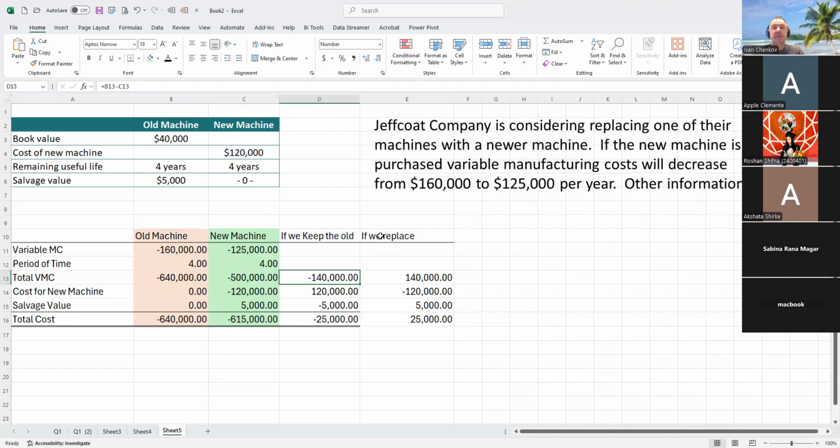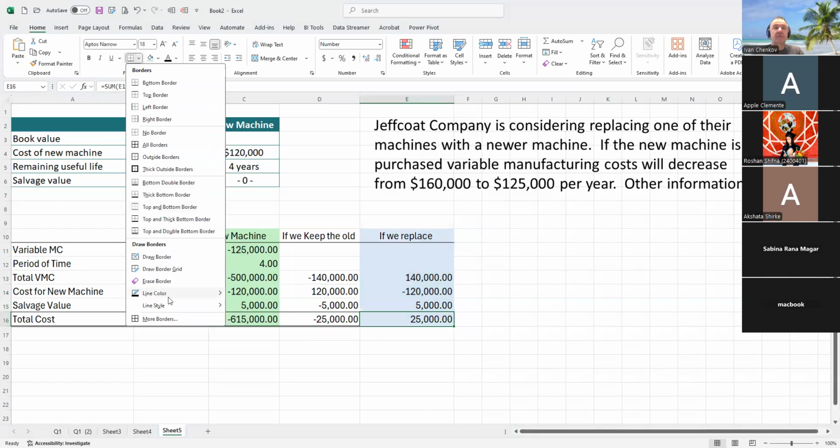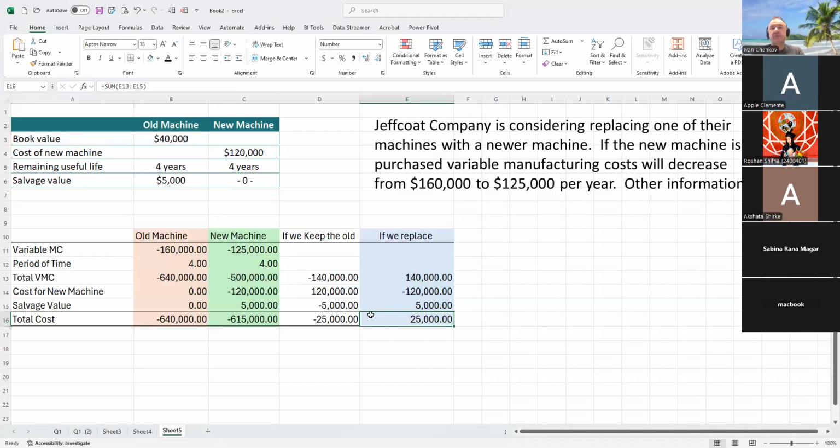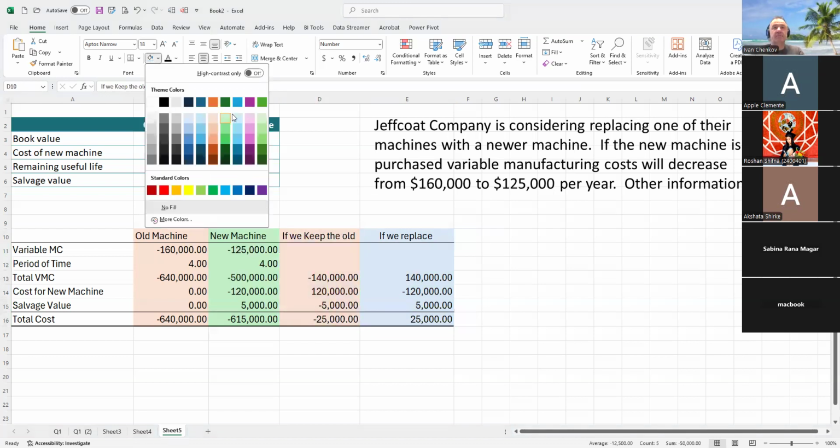So shall we replace it? Yes, obviously, right? If we replace it, we're going to generate $25,000 saving. If we keep it, we're going to lose that opportunity to generate $25,000 saving. So keeping is definitely no for us.